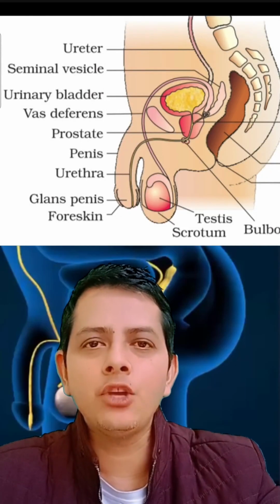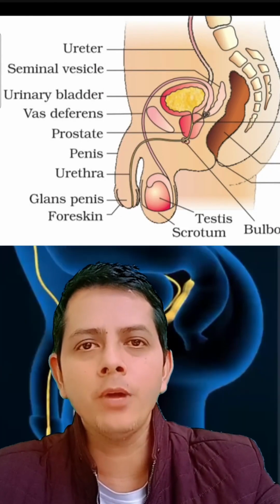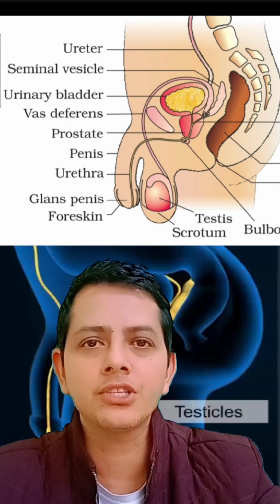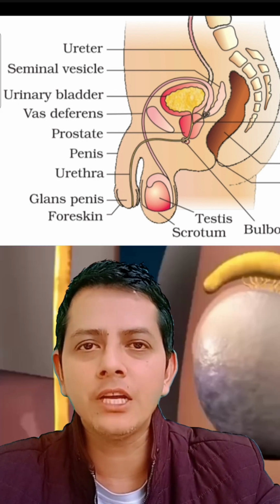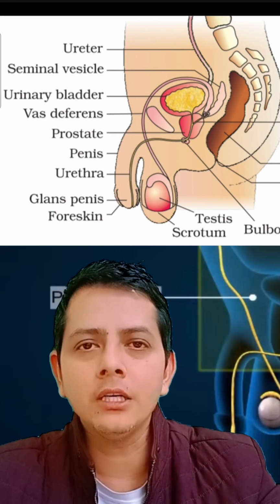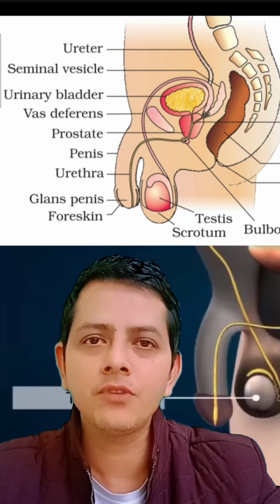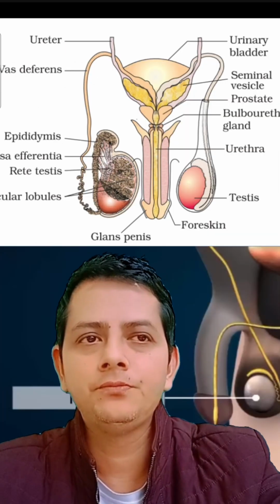Today we are going to study the human reproductive system. In the human reproductive system, we are going to study the structure of the male reproductive system, the female reproductive system, gametogenesis, menstrual cycle, and parturition. Let's start with the male reproductive system.